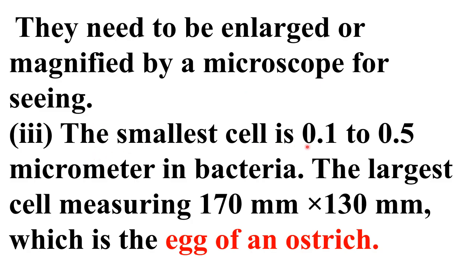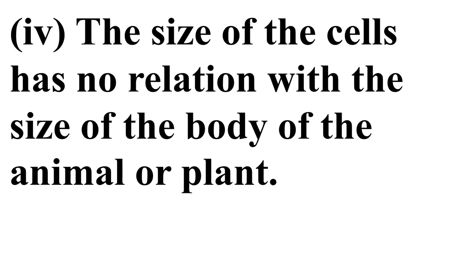The smallest cell is 0.1 to 0.5 micrometer, in bacteria. The largest cell, measuring 170 mm by 130 mm, is the egg of an ostrich. The size of the cell has no relation with the size of the body of the animal or plant. They are independent of that.